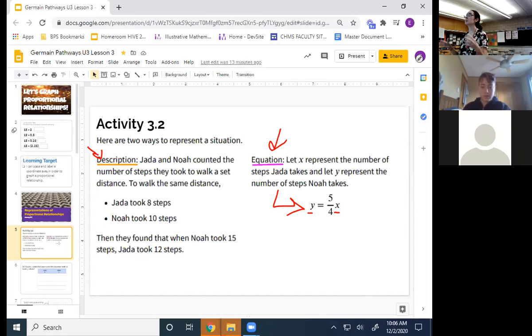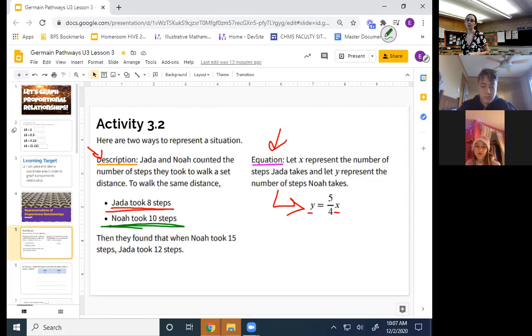When they're walking from the art room to the band room, it takes Jada 8 steps to get there, and it takes Noah 10 steps to get there. What do we know about Jada and Noah? Now, who can tell me something that we know? Go ahead, Avery. Well, they're walking 2 different steps.